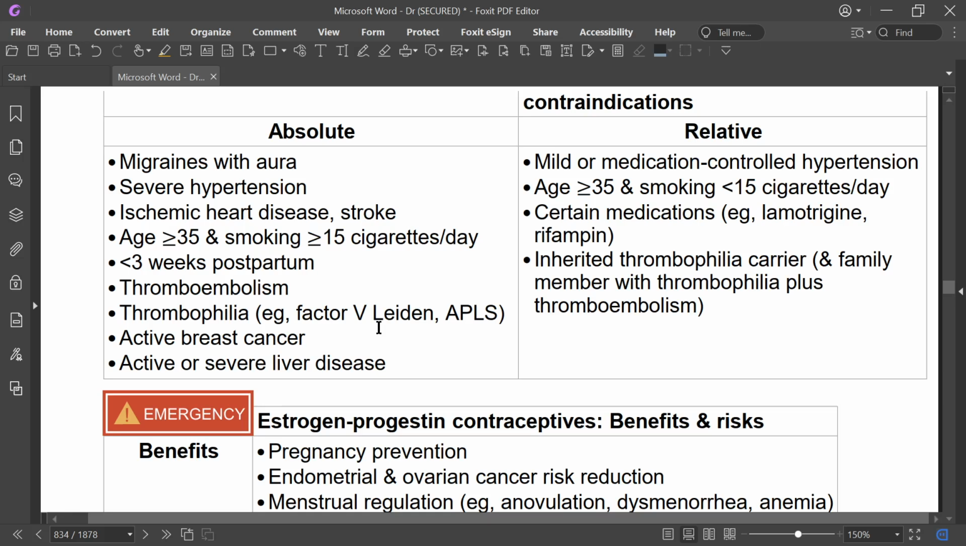Relative contraindications are mild or medication-controlled hypertension, age more than 35, smoking less than 15 cigarettes per day, certain medications like lamotrigine and rifampin, inherited thrombophilia carrier, and family member with thrombophilia plus thromboembolism.